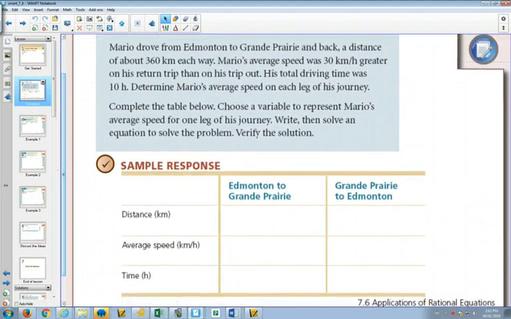All right, so we got Mario driving to Edmonton to Grand Prairie and back. It's 300 kilometers each way. He drives faster on his way home than he did on the way there. And his total driving time was 10 hours.